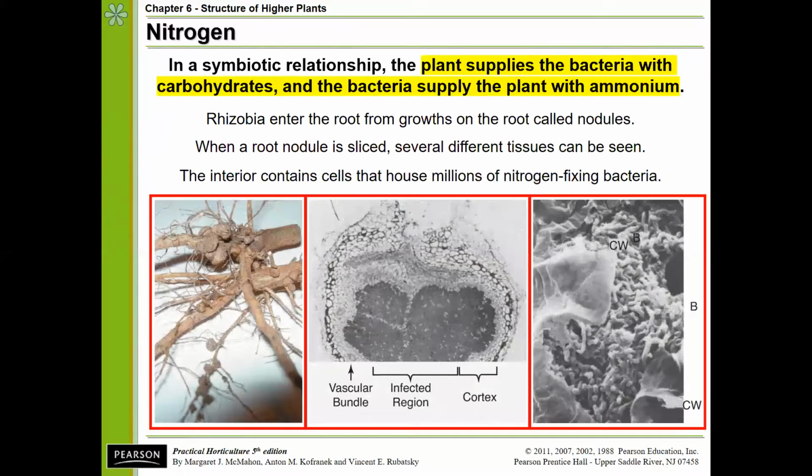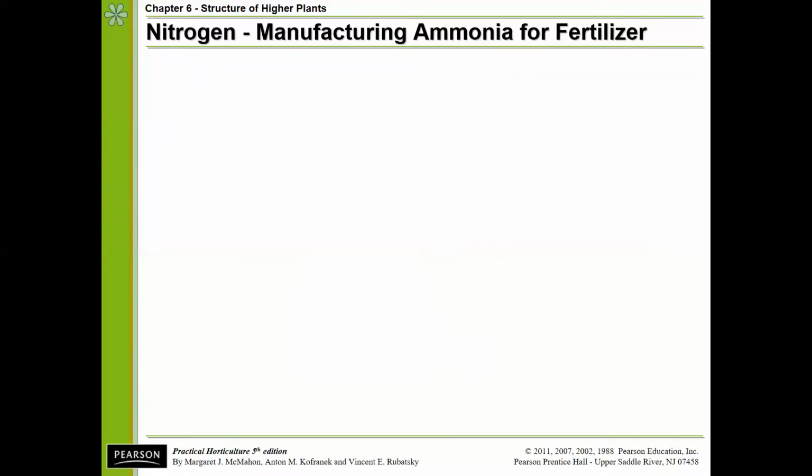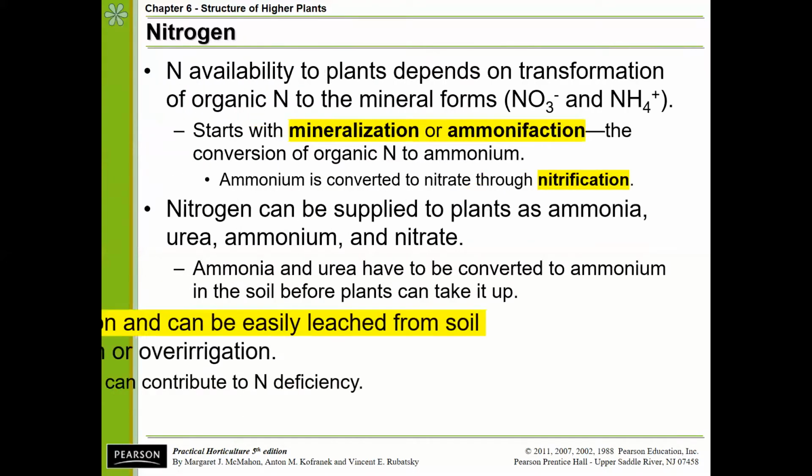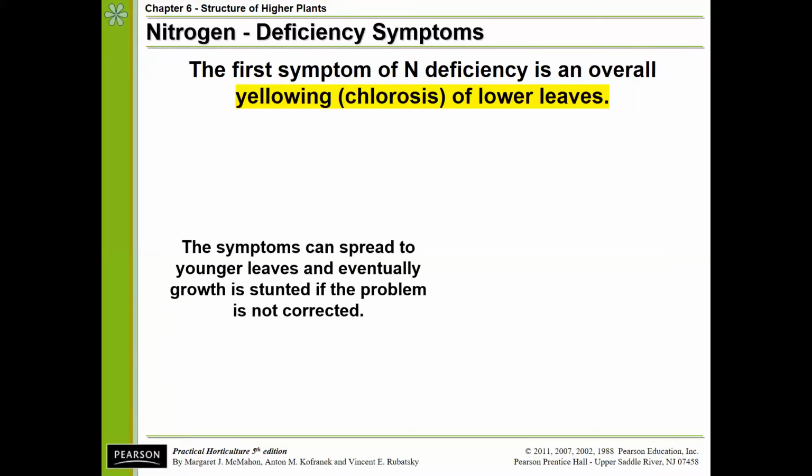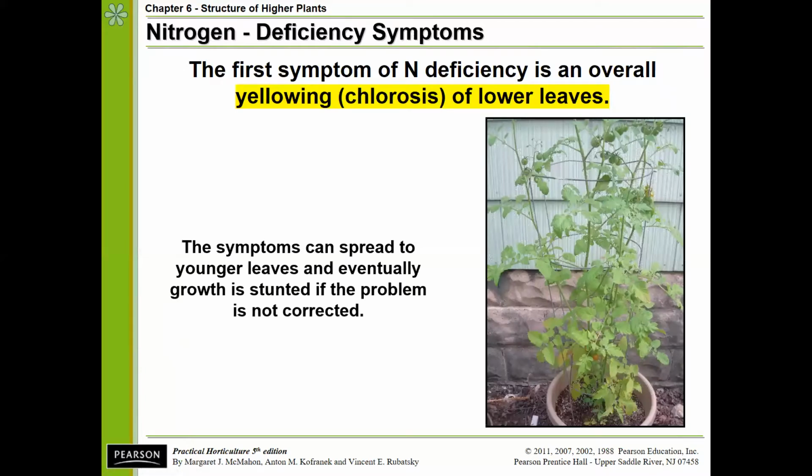How it looks differently in synthetic versus natural nitrogen fixation. Everybody pretty much got that, but the different forms of nitrogen: ammonium, NH4+, is a cation. Nitrate, though, NO3-, is an anion, which allows it to be more easily leached from the soil. So nitrogen deficiency we often see is yellowing of the leaves, chlorosis of the leaves, again, because it is the primary component of chlorophyll.